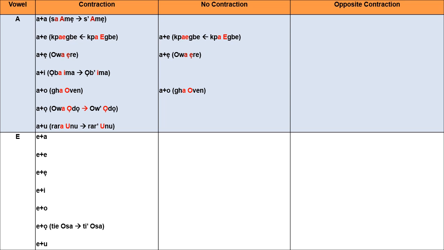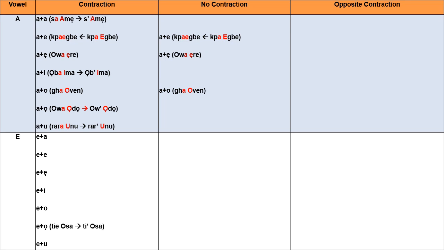However, A sound followed by E sound, as we have in ba egbe. Ba egbe is to stand up, to get up. But literally, ba is to move, and egbe is body. It's actually move your body, so it means to get up, to stand up. However, ba egbe doesn't contract. We have a diphthong sound there, so we're gliding from one vowel to another. Ba egbe doesn't contract.